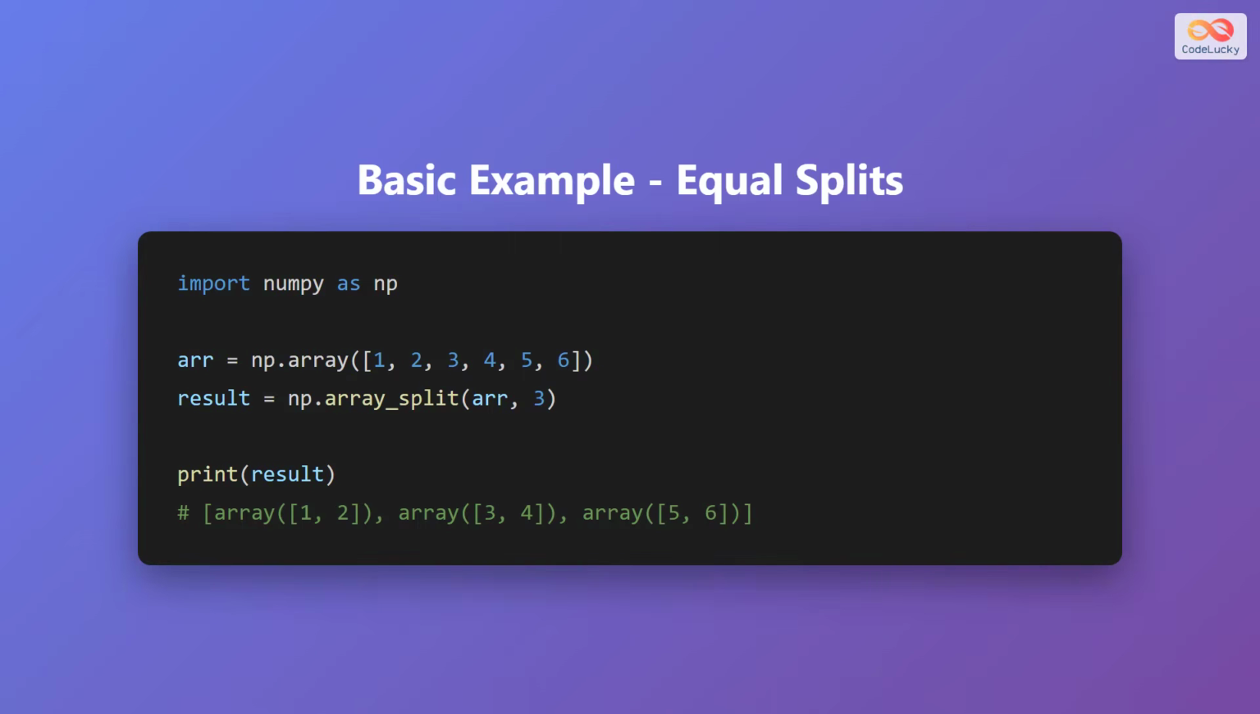Here's a basic example with equal splits. We import NumPy as np, then create an array with values 1 through 6. When we call array_split with the array and the number 3, it splits the array into 3 equal sections. The result is a list containing 3 arrays, the first with 1 and 2, the second with 3 and 4, and the third with 5 and 6.